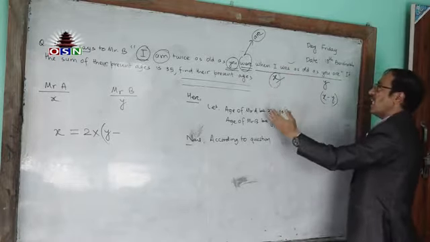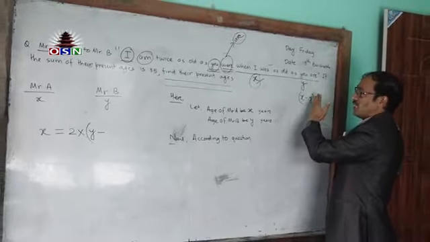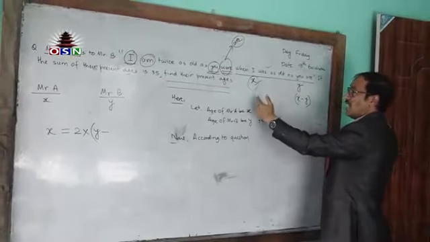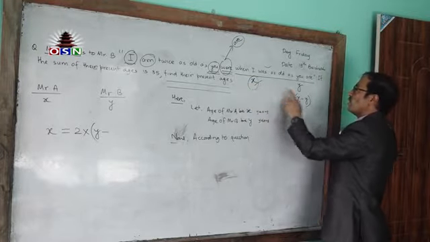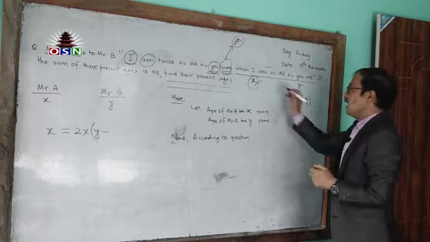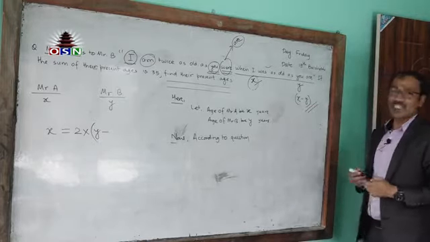Mr. A is elder than Mr. B, and he is saying that when I was, he is indicating his time when he was Y years. So it is clearly telling you that it was X minus Y years before.